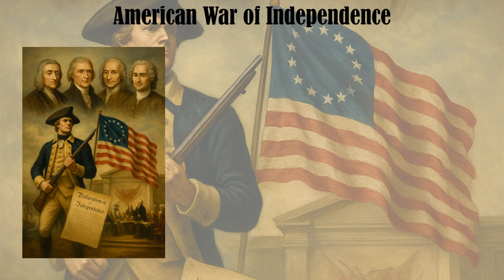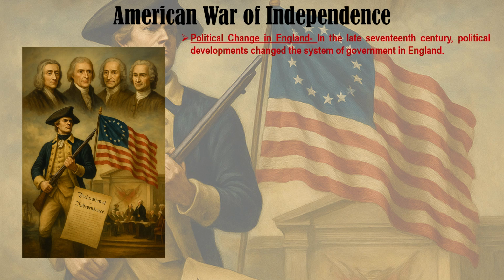So, the American War of Independence. Here we will go through the background, what led to the American War of Independence. At first, we need to understand that there was a political change in England. In the late 17th century, political developments changed the system of government in England, which means that until this time, England was being governed by a monarch, a king or a queen, and whatever the government used to do was solely based on the decision of the king or the queen.